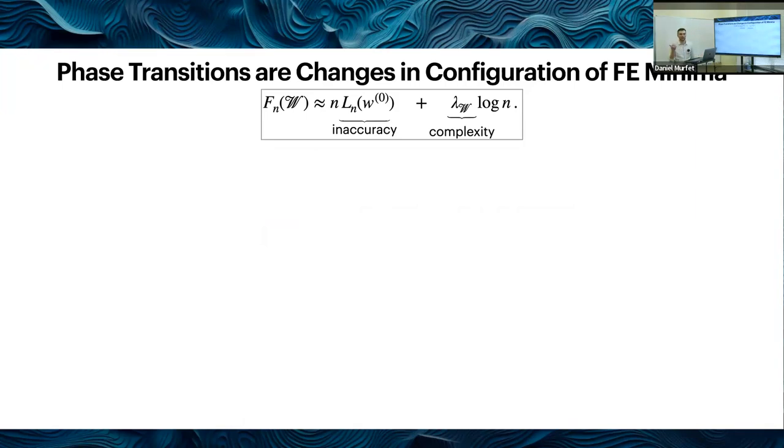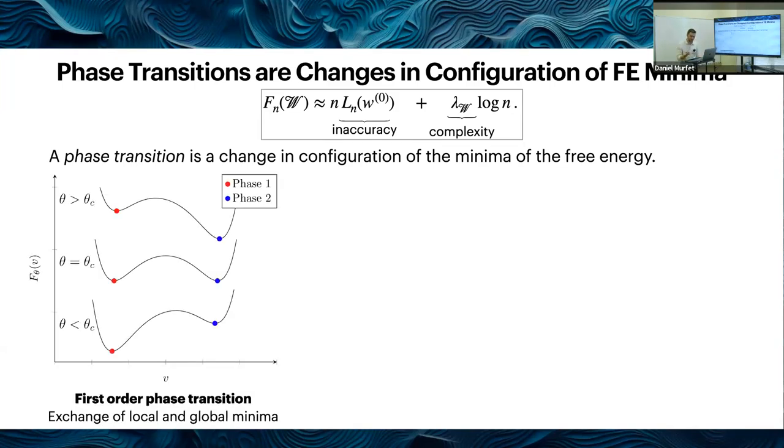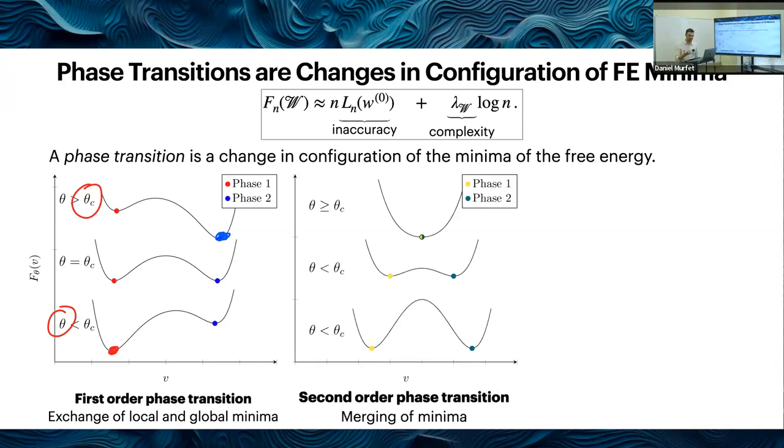So that then brings us to what is a phase transition in this context? Well, from the physics point of view, a phase transition is a change in the configuration of the minima of the free energy. And so we can have a first order phase transition where there is an exchange between local and global minima as we vary some hyperparameter theta. And so you can see here that at theta less than theta C, the red phase is the global minima, and then above the critical value, the blue phase becomes the global minima. So that would be a first order phase transition. We can have a second order phase transition where there is a merging of two minima.